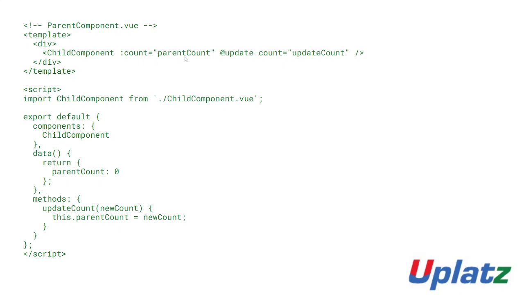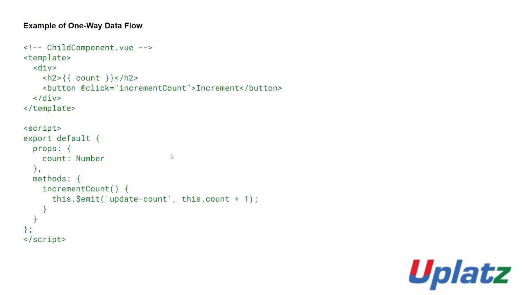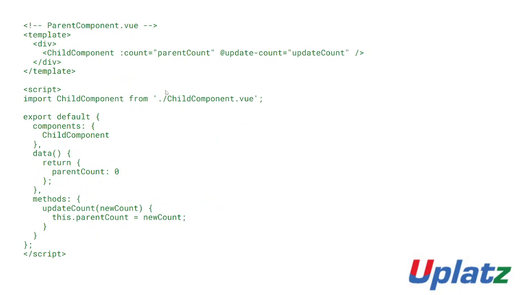vBind count, parent count. What is parent count? vBind count, parent count. This is, I think, a variable. Yes, it's a variable. Then at update count, that is v-on. At update count, update hyphen count.